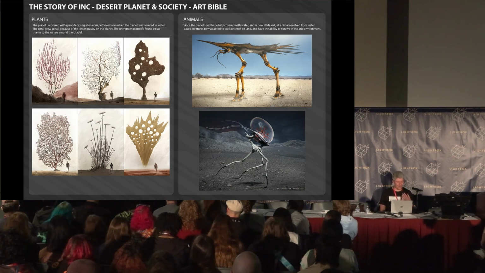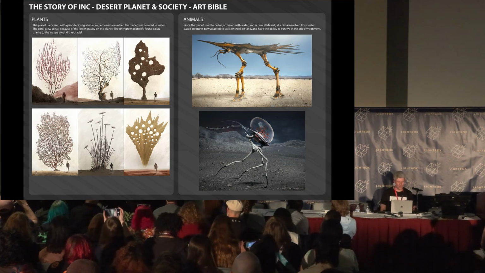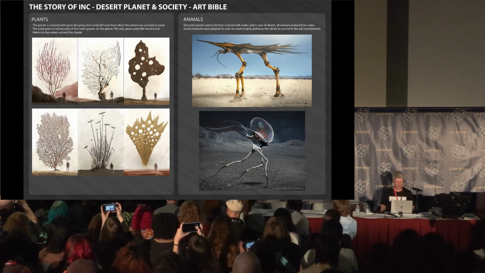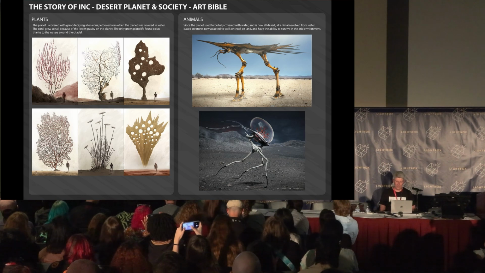Plants. So I mentioned before, it's all these giant decaying coral left over from when the planet was covered in water. Here's some concept of various kinds of coral shapes you can imagine.